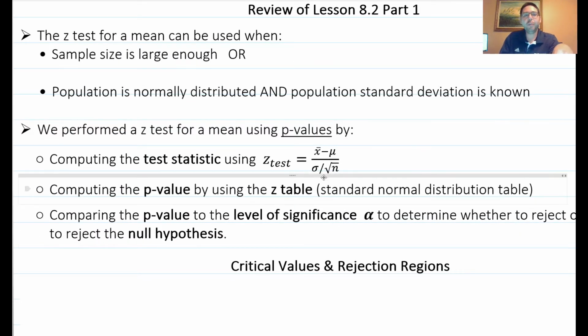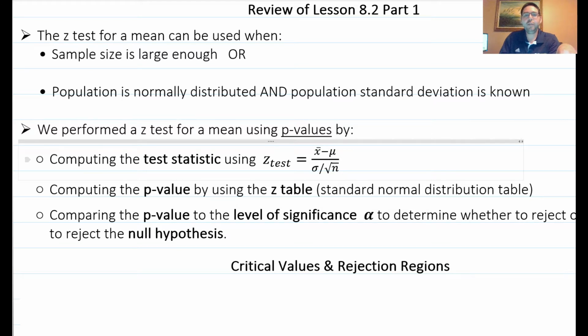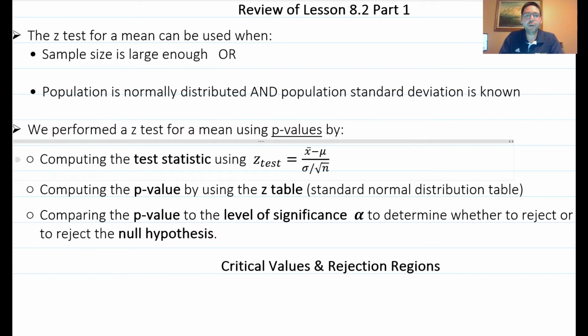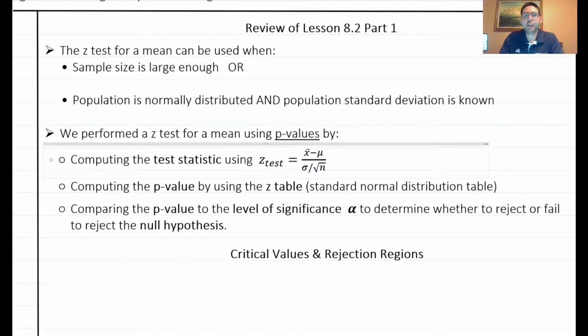The other thing that we discussed was performing z-tests with p-values. So the way to perform a z-test with a p-value is to compute the test statistic using the formula z equals x bar minus mu divided by sigma over square root of n. Once you calculate the test stat, then you need to compute the p-value using the z-table. Again, that depends whether it's a left-tailed, right-tailed, or two-tailed test. And then you want to compare the p-value to alpha, the level of significance, to determine whether you want to reject or fail to reject. If the p-value is less than or equal to alpha, you reject. If the p-value is greater than alpha, you fail to reject.